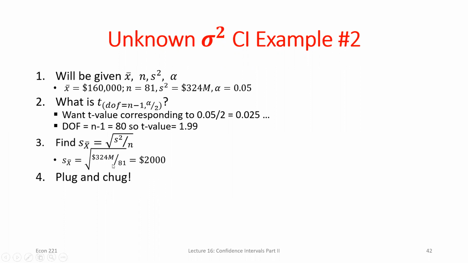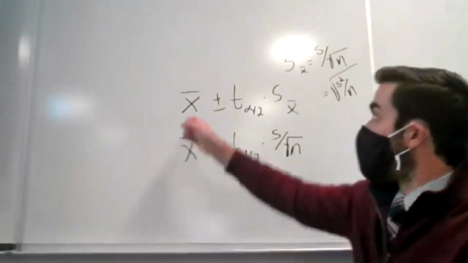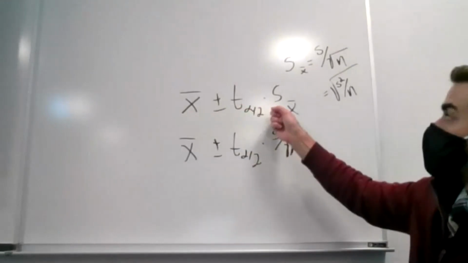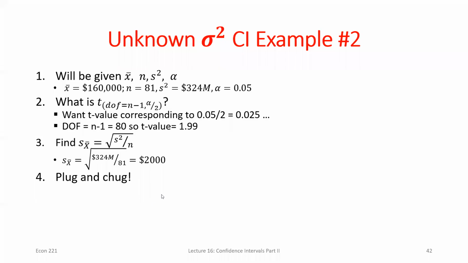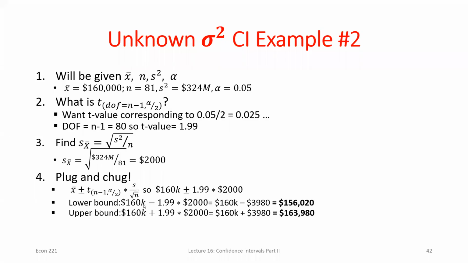From here, we have everything we need. We've got our sample mean, we have the t-value, and we just calculated the standard deviation of our sample means. So we'll plug those three values in, and find that we have a lower bound of 156,000 and an upper bound of about 164,000.